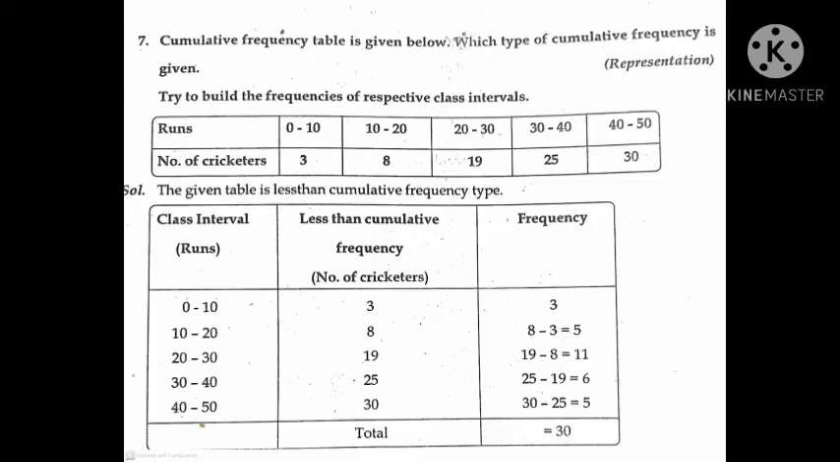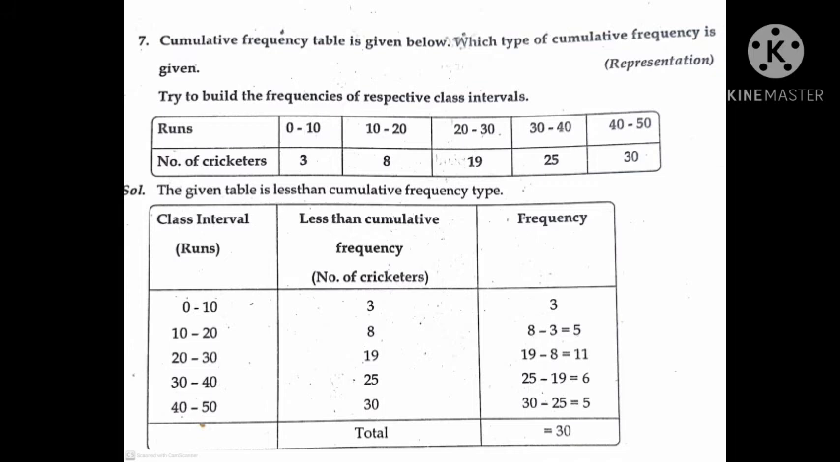Seventh question. A cumulative frequency table is given below. Which type of cumulative frequency is given? Try to build the frequencies of the respective class intervals. Observe the box. The box contains two rows. The first one is runs and the second one is number of cricketers. Solution. The given table is of the less than cumulative frequency type.